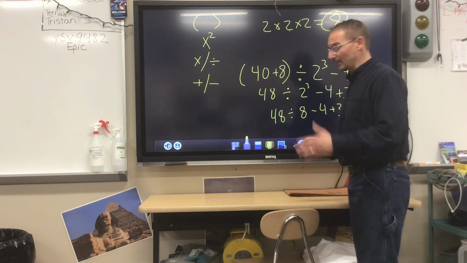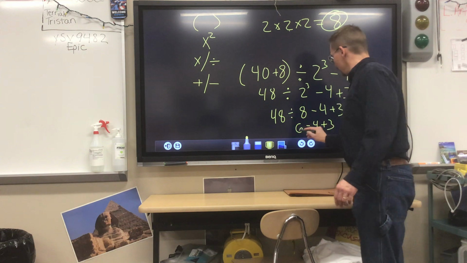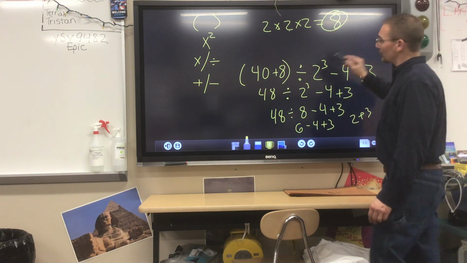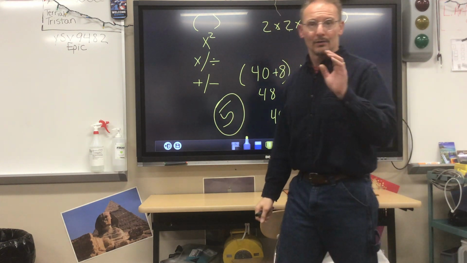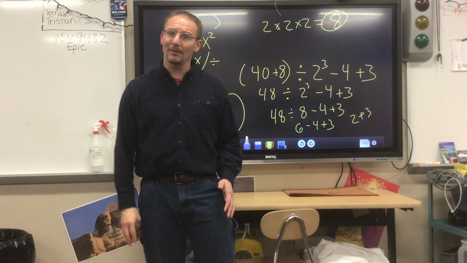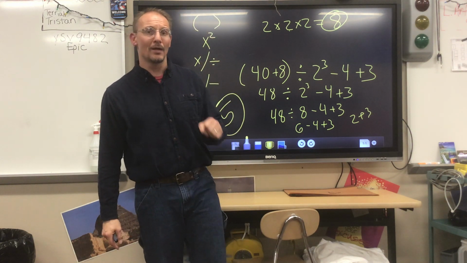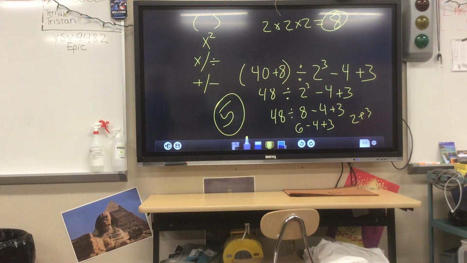48 divided by 8 is the next thing I got to do. That gives me 6 minus 4 plus 3. 6 minus 4 is 2 plus 3. My total answer there is going to be a 5. Okay? You're going to be seeing some of these problems. Again, you're going to see them on the test. I got to get you used to them. I got to get you to recognize exponents when you see them. We're going to have some on today's homework. Good luck.